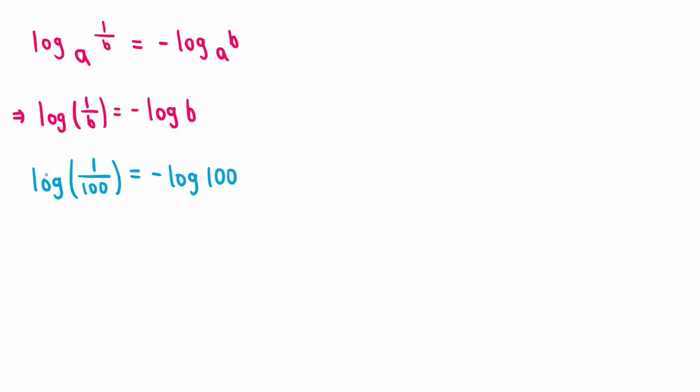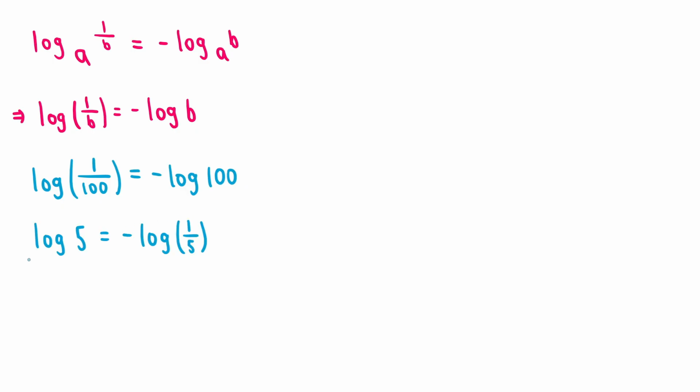So if we have log of 1 over 100, this is just equal to negative log of 100 using the reciprocal rule for common logarithms, since we take the reciprocal of the argument 1 over 100, which is just 100, and then we add the negative sign at the front of the logarithm. This is basically the same rule as the reciprocal rule for logarithms, except applied to the special case of the common logarithm, where the base is 10.